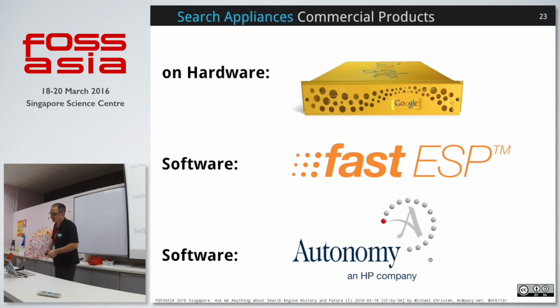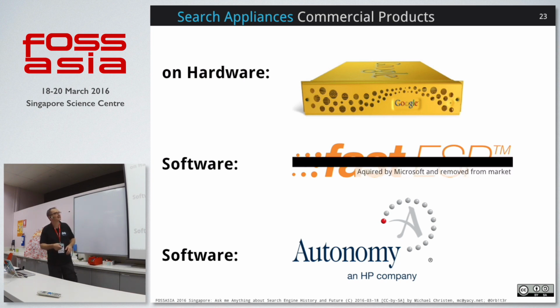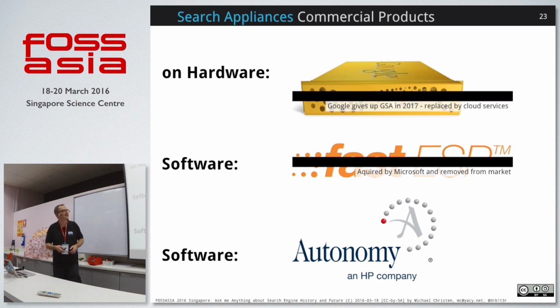The hardware was sold by Google. There had been the Google Search Appliance. There was a commercial appliance from a university startup, FAST ESP. But by now this is bought by Microsoft and destroyed, and Google stops selling or renting their Google Search Appliance and makes a cloud service out of it, so you cannot put it into your company anymore.